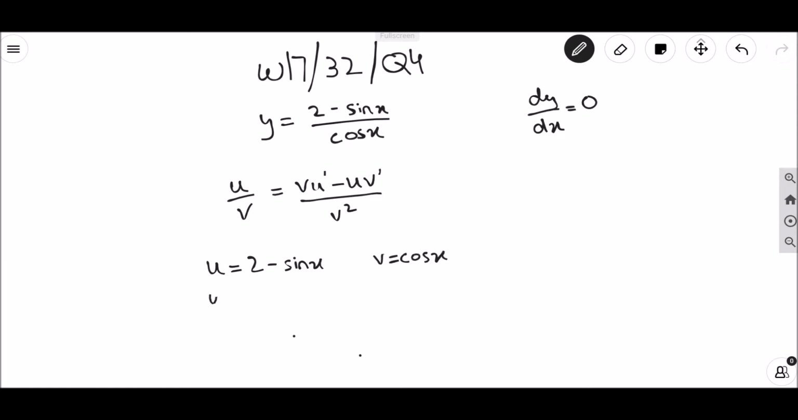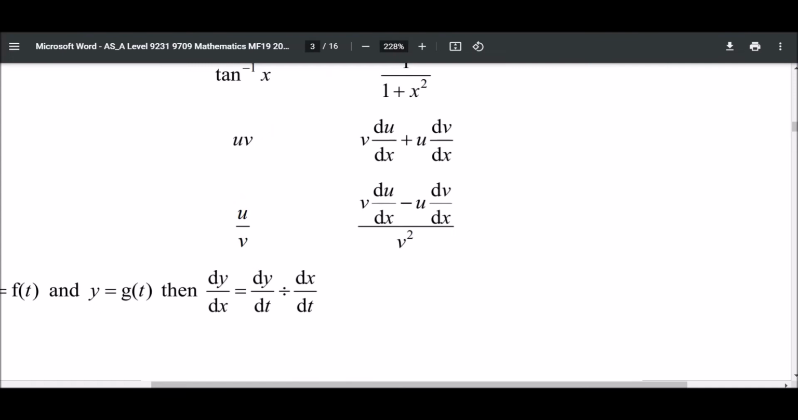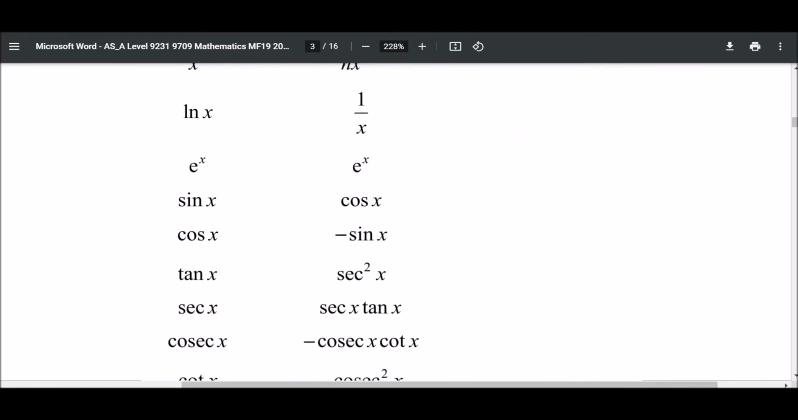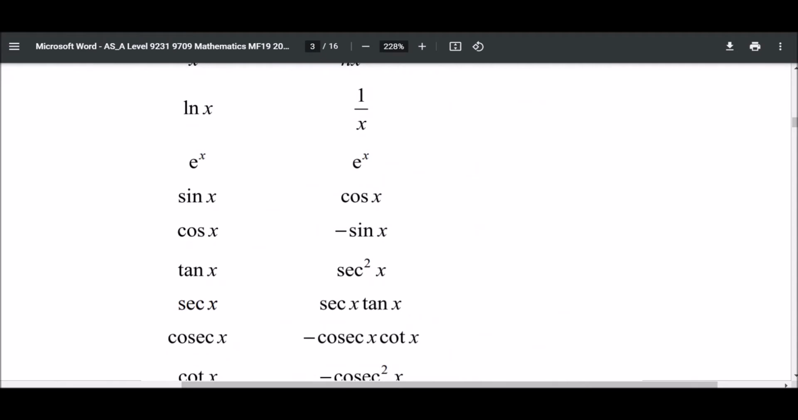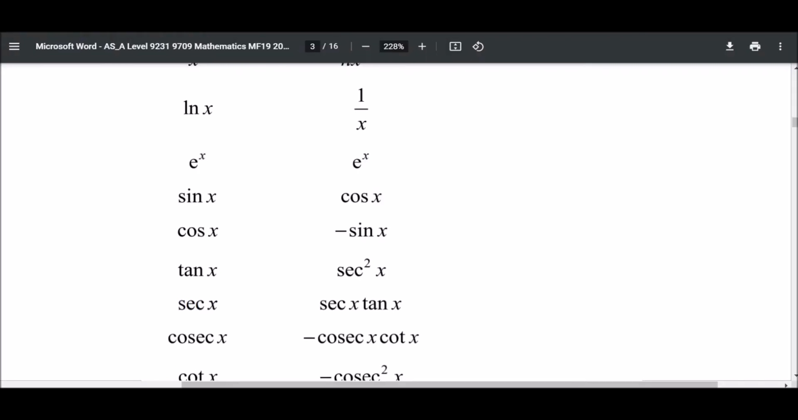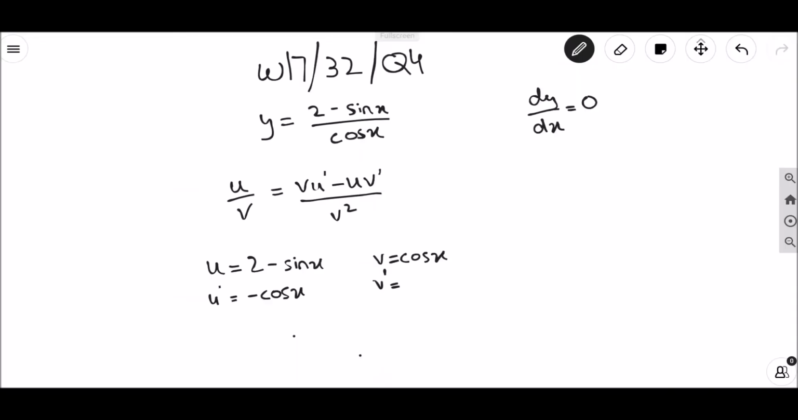So the derivative of u will be: the derivative of 2 is 0. The derivative of minus sine x would be minus cos x. Minus will remain as it is and the derivative of sine x is given in the formula sheet here. Under differentiation, it's here, the derivative of sine x is cos x. So it will be minus cos x. The derivative of cos x is minus sine x.